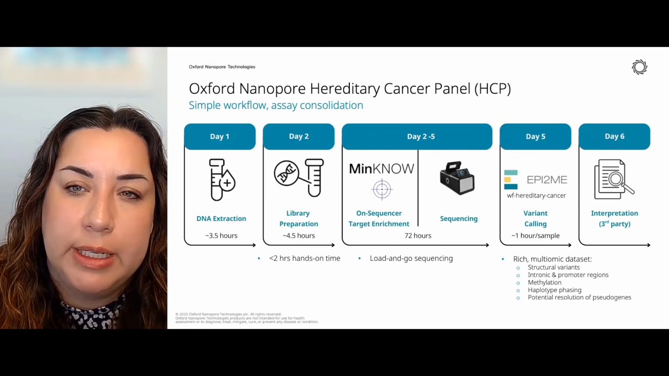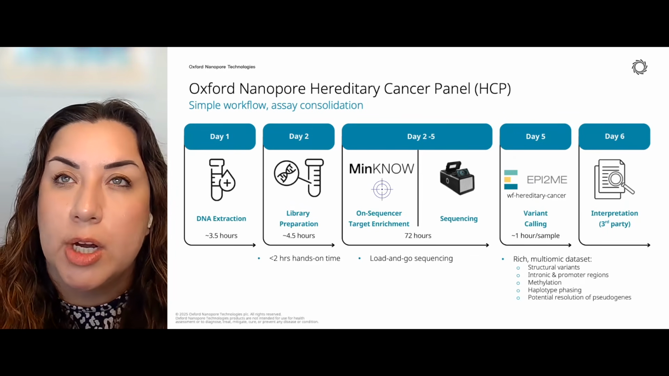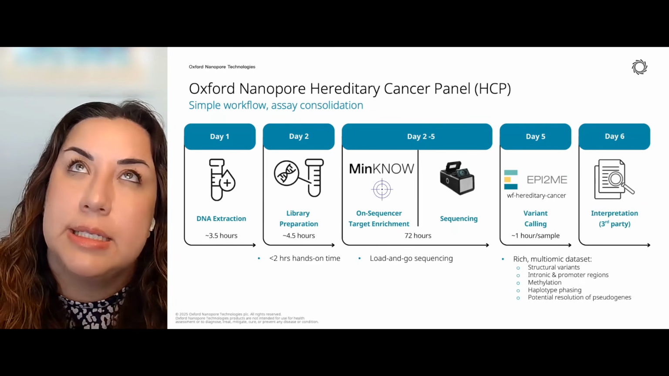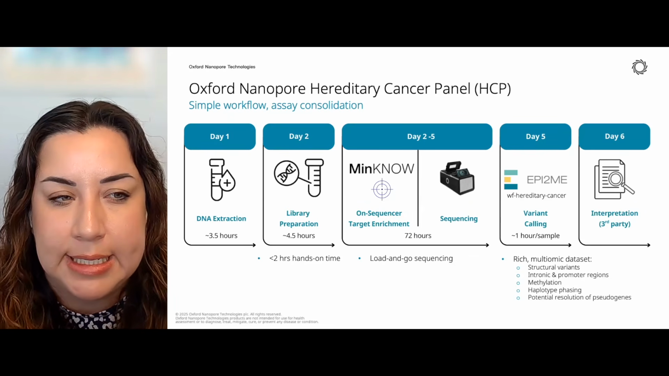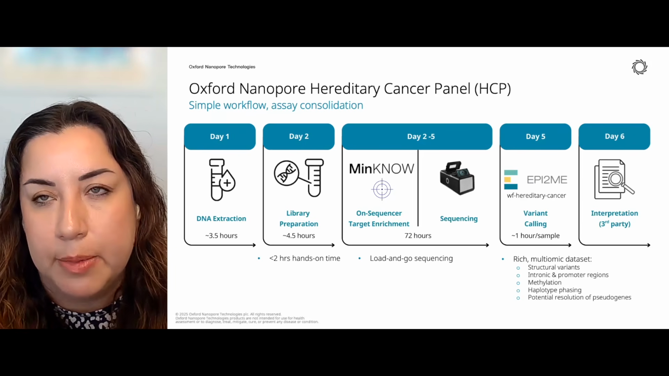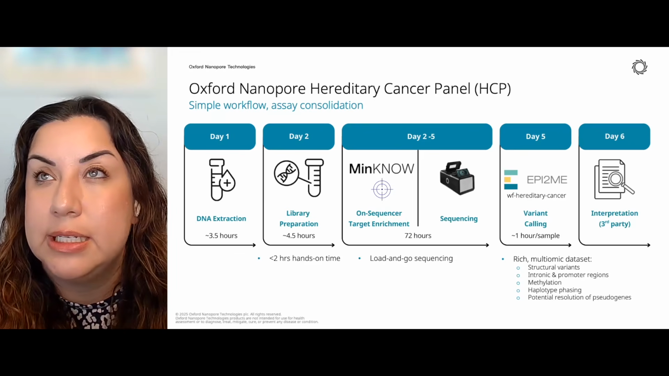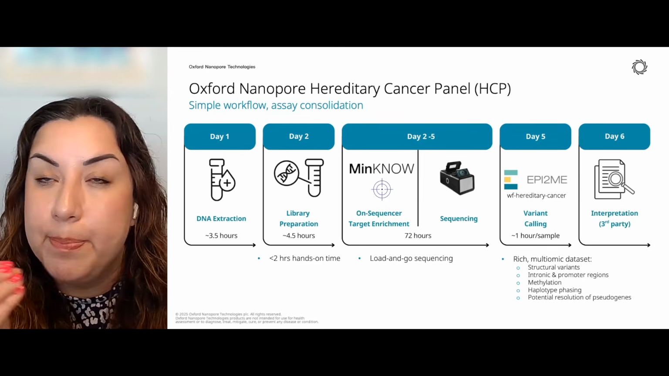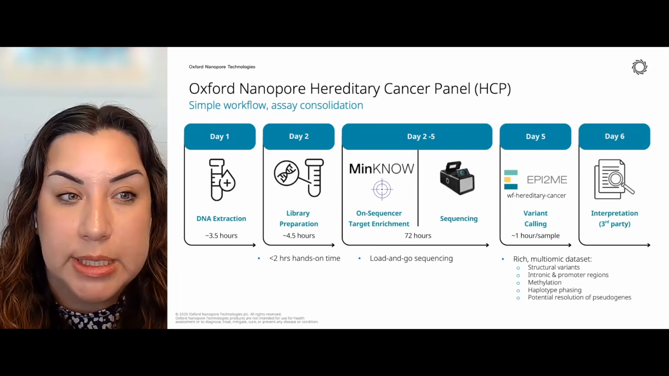And so the first product that we've created to answer some of these limitations with our current on-market target enrichment products is the Oxford Nanopore Hereditary Cancer Panel. It's a simple workflow that allows for assay consolidation, again, getting this rich multi-omic data set. You've got less than 2 hours hands-on time in the library preparation step, a very quick extraction, fragmentation of the DNA, and then just ligation of that motor protein I discussed at the very beginning that brings the nucleic acid over to the nanopore. You load and go sequencing.